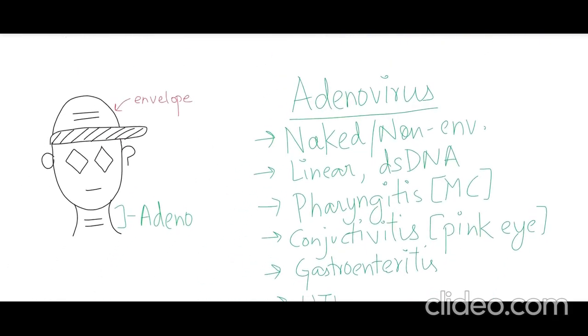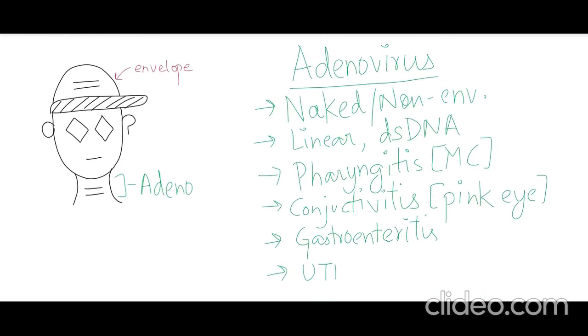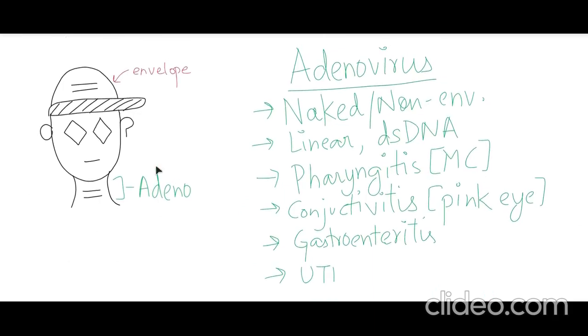Moving on, this is the last of the DNA viruses that we need to study today. The adenovirus, which is in our neck. It is naked, non-enveloped because it is below the cap. It is linear, double-stranded, and it is the most common cause of pharyngitis. It can cause conjunctivitis, gastroenteritis, and UTI. So there could be a question where there is a patient who has sore throat and GI issues. We can think about adenovirus in that case.